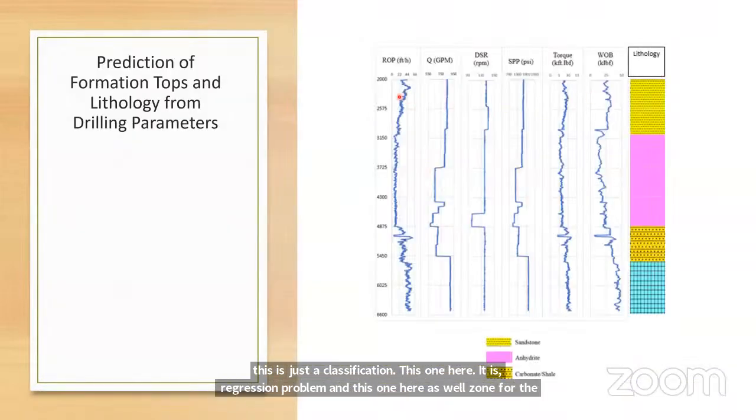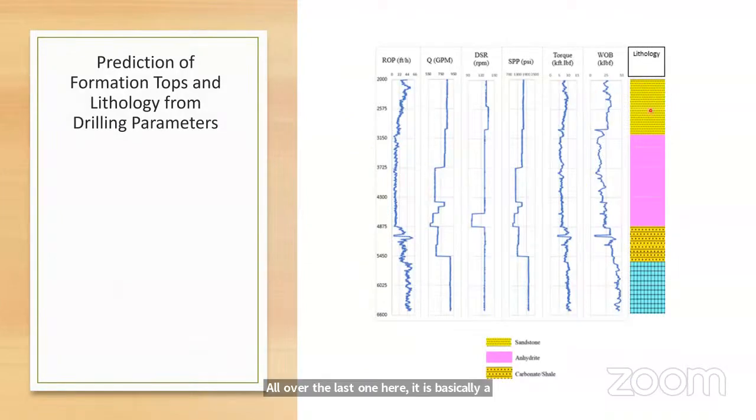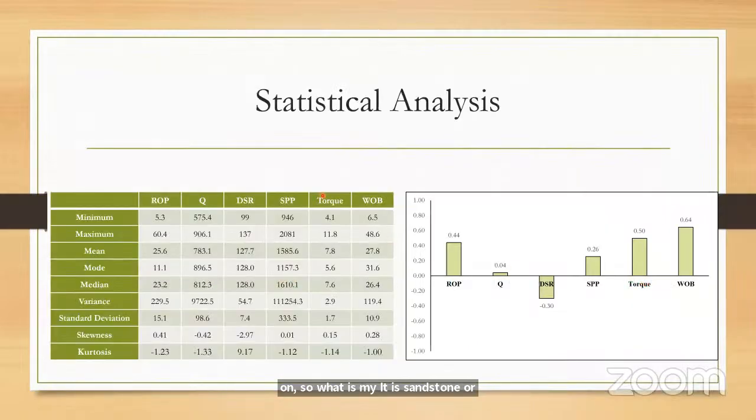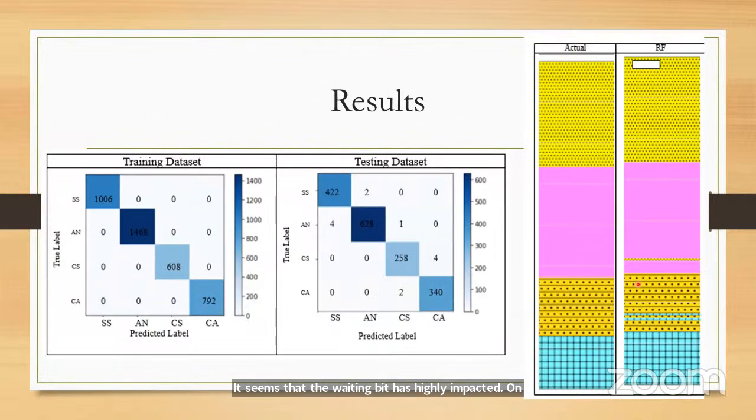I have the ROP, Q, and so on. So what is my lithology? It is sandstone or anhydrite or carbonate, and so on. Again, statistical analysis of the data here: what is the minimum, what is the maximum, and what is the correlation between your input and your output. It seems that the weight on bit has a high impact on the lithology identification, the same for the torque. And this is the result. In case of classification, it can be basically comparing your lithology, the actual versus the ones that you have here for the model, or comparing with the confusion matrix.